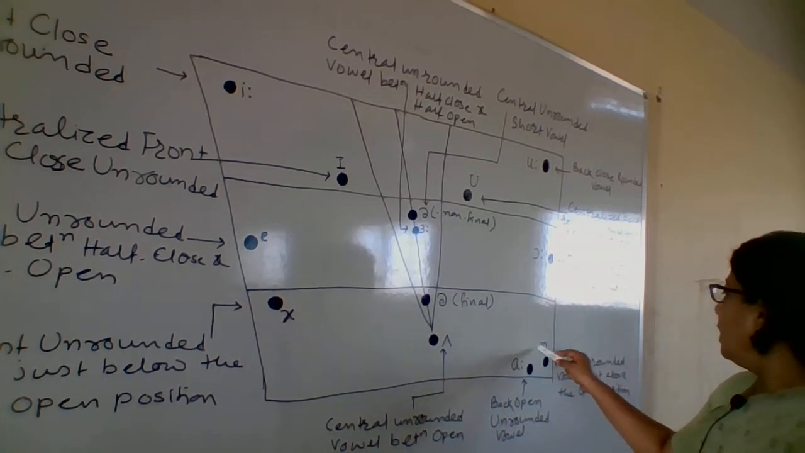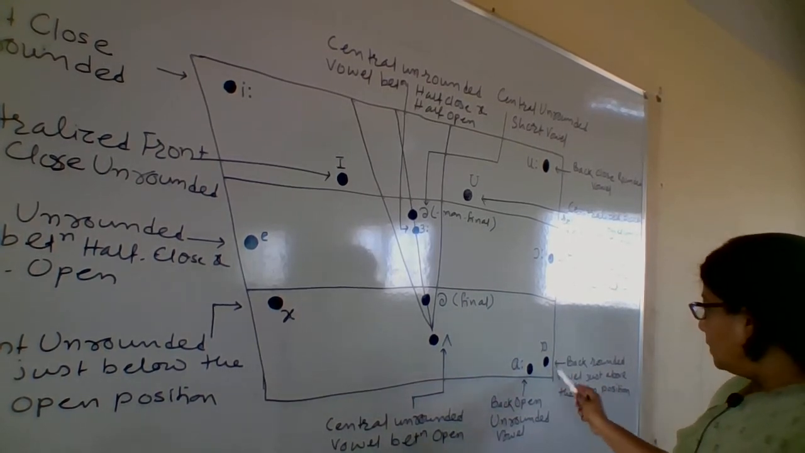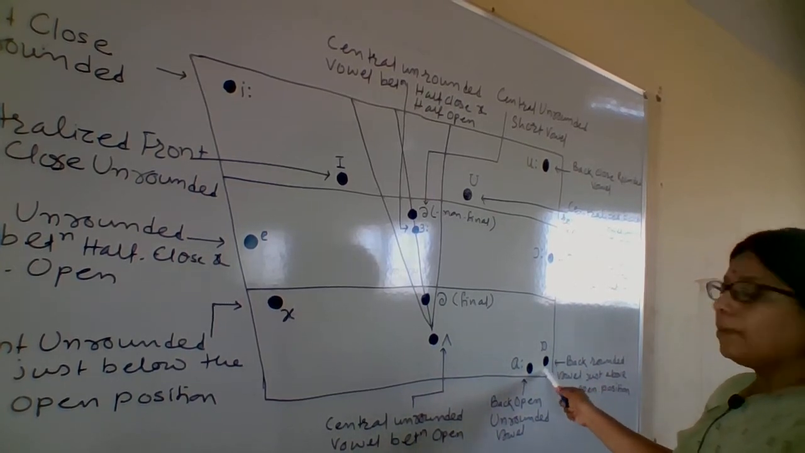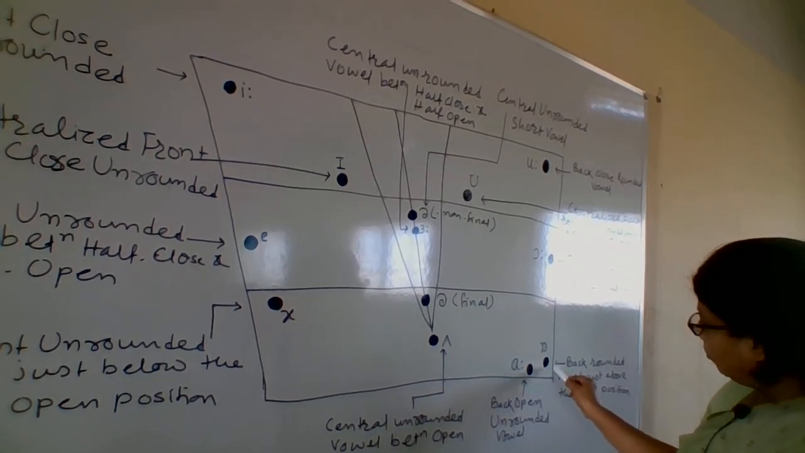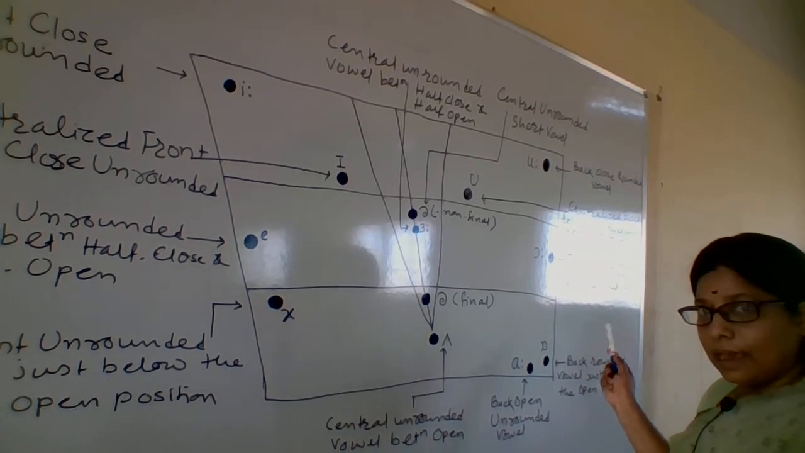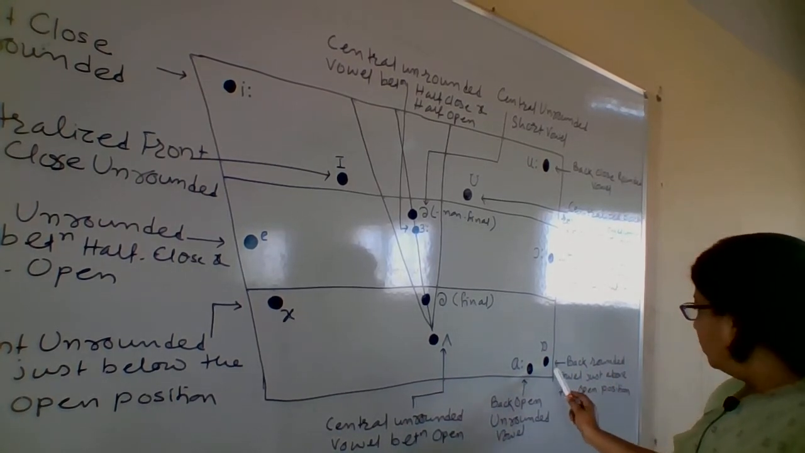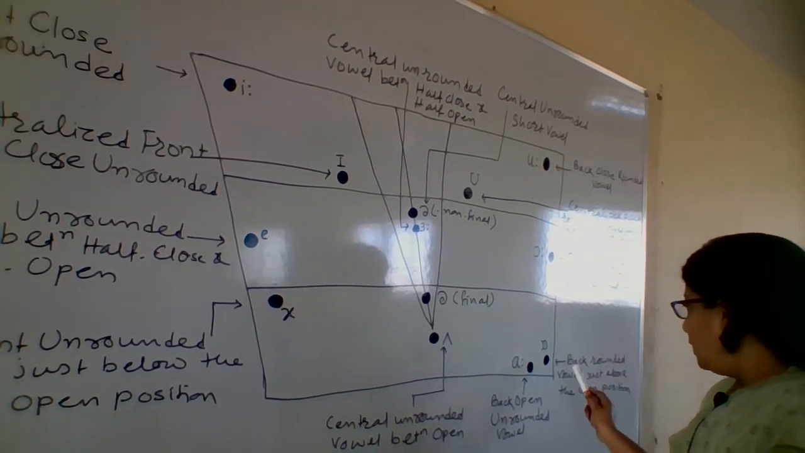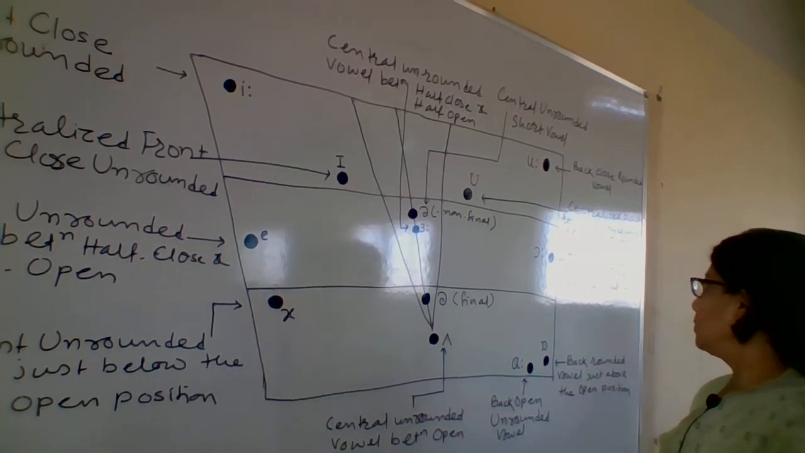Now after this we have another, that is A. What happens is, for this A, the back part of the tongue is raised just above the open position. This is the open position and the tongue is raised just above this open position here, and the lips are rounded, slightly rounded, but they are rounded. So A is a back rounded vowel just above the open position. The three-term label for A is back rounded vowel just above the open position.